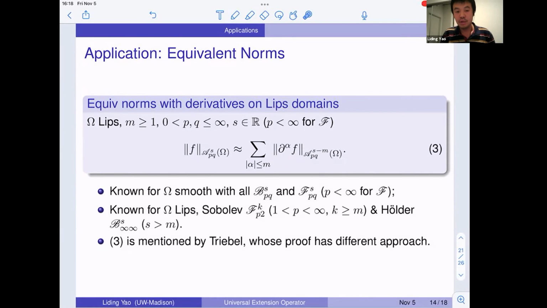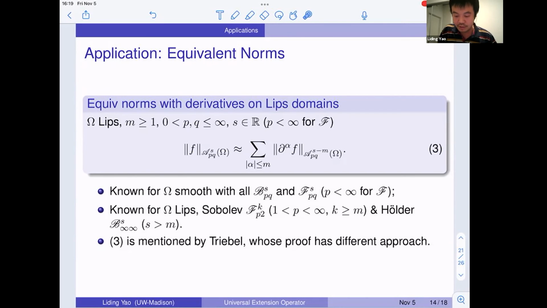This result is known for smooth domains with all the Besov and Triebel-Lizorkin spaces. It's also known for Lipschitz domains with Sobolev functions and Hölder functions. And I would have to say that the difficulty in proving this result is that simply knowing there is an extension operator is not enough. In most cases, we have to study the structure of the extension operators. I should also say that this expression is also mentioned by Triebel, and I think he proved it using a different approach.